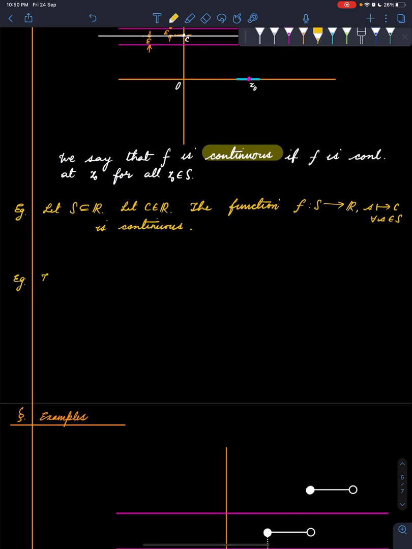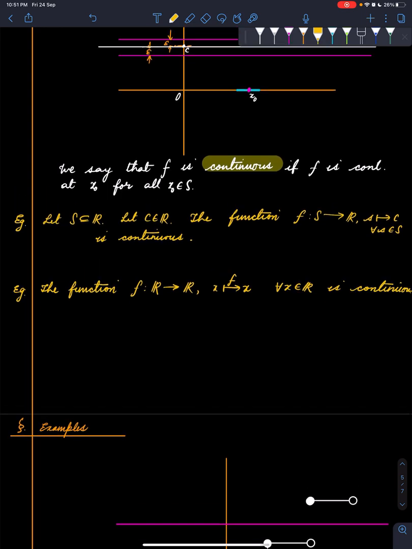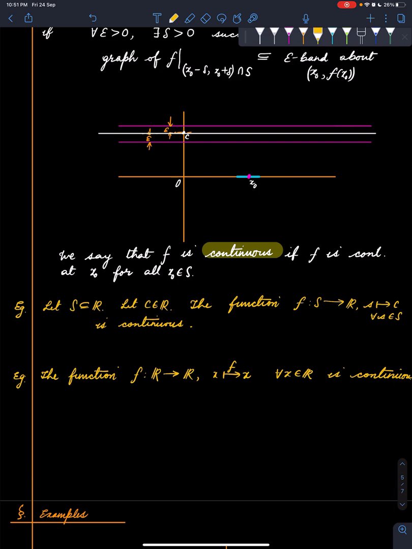So that's fine. Let me also take another example, which is a little bit more interesting: the function which takes x to x for all x is continuous, meaning it is continuous at every point. Alright, so let us again argue in this diagram. And again, I would encourage you to first argue for yourself and then only look at what I'm saying.